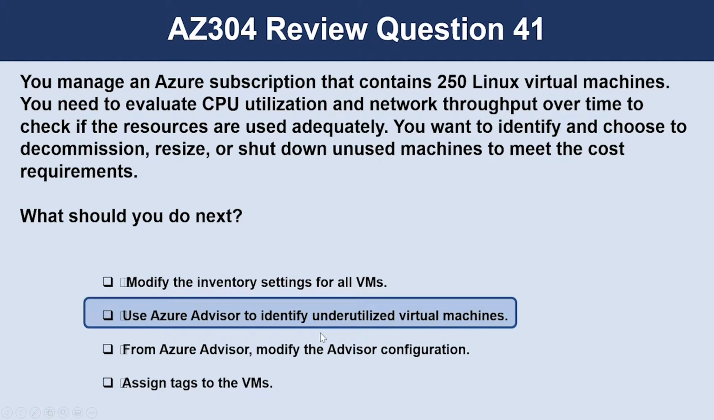The correct answer is use Azure Advisor to identify underutilized virtual machines. To evaluate CPU utilization and network throughput over time to check if the resources are used adequately, Azure Advisor identifies underutilized virtual machines, and you can choose to decommission, resize, or shut down the machines to meet the cost requirements.